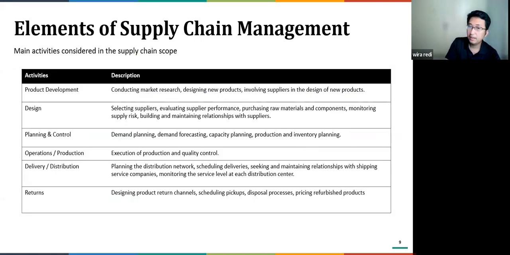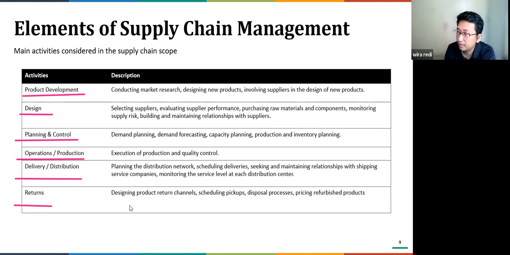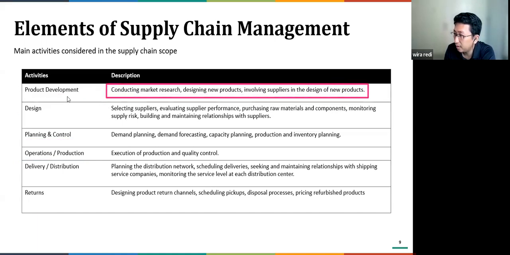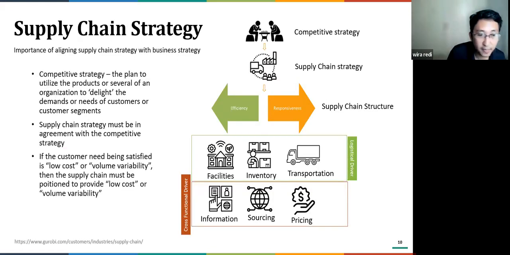If we talk about the activities in more detail, there are several main activities such as product development, designing the supply chains, embedded planning and controls, operations and production, delivery and distribution, even until returning the products. Here are several descriptions of those activities. For example, product development in supply chains includes activities like conducting market research, designing new products, and involving suppliers in the network design. So those are our examples of the supply chain elements and their main activities. Now we move on to the strategy.